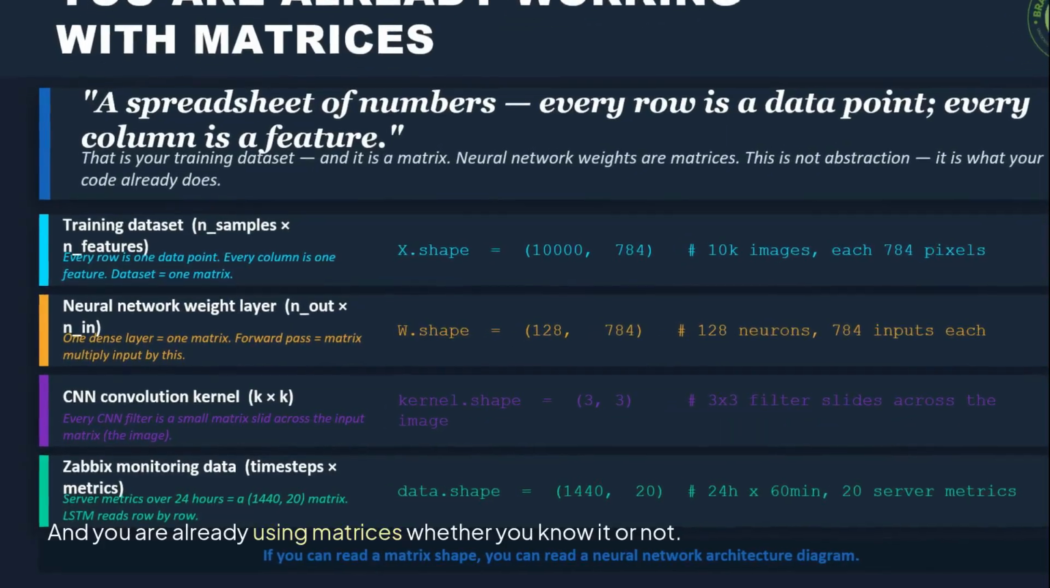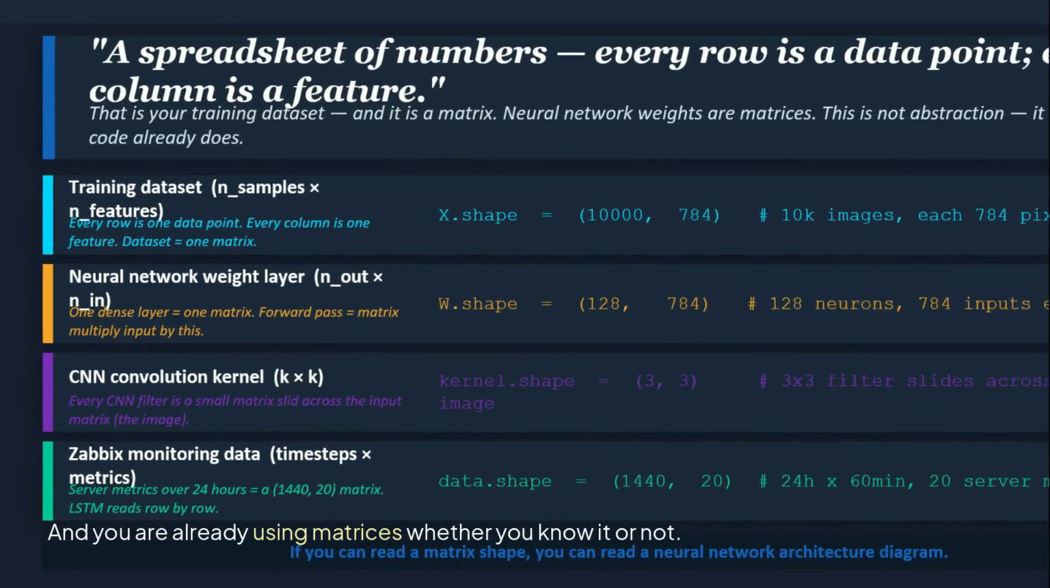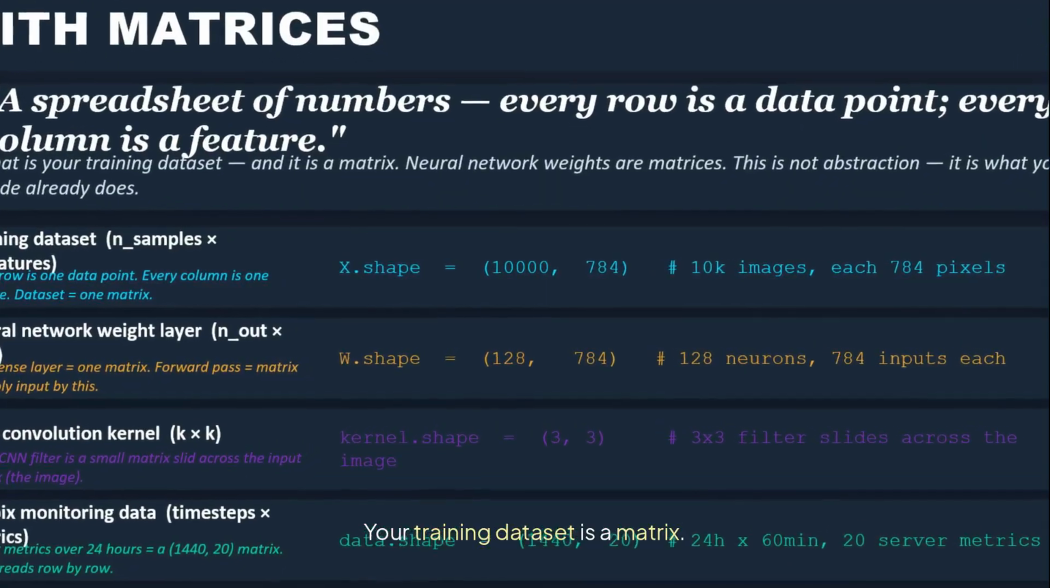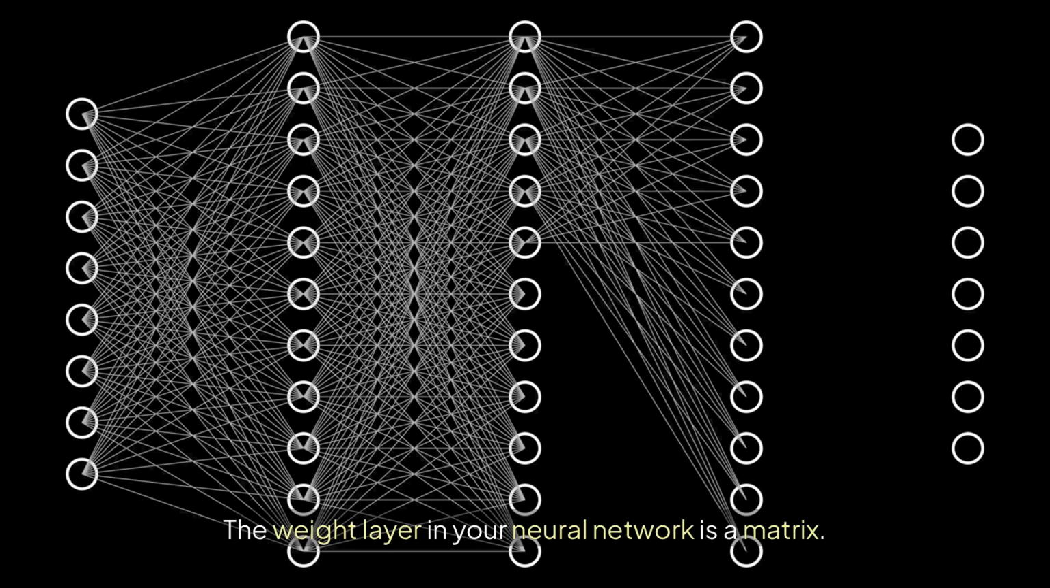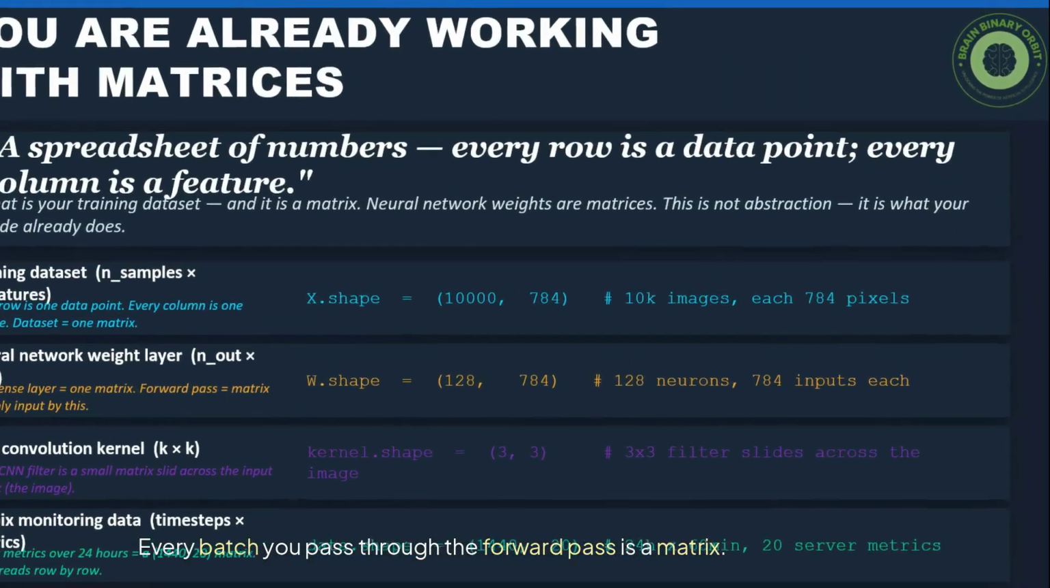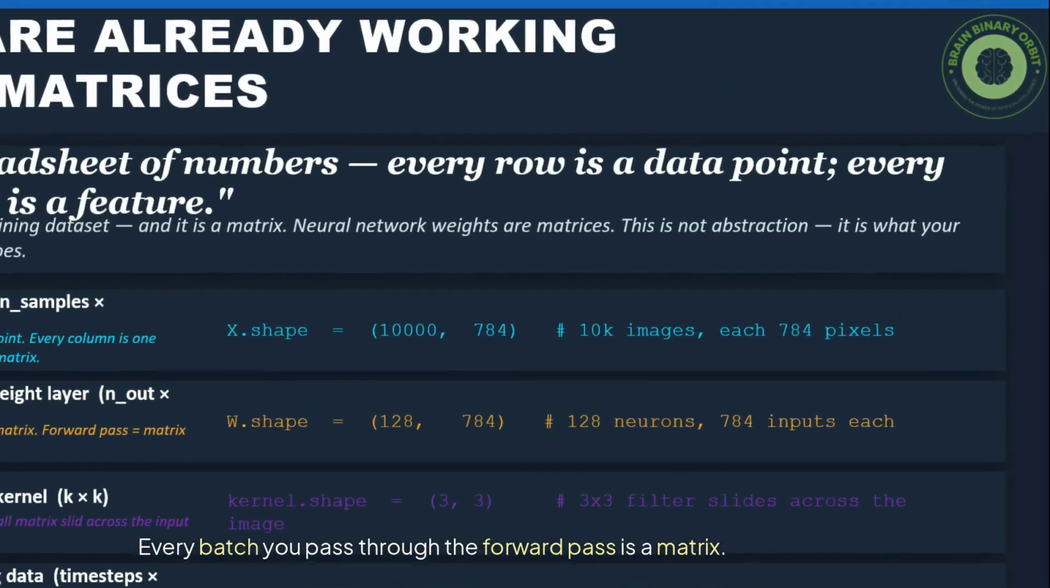And you're already using matrices whether you know it or not. Your training dataset is a matrix. The weight layer in your neural network is a matrix. Every batch you pass through the forward pass is a matrix.